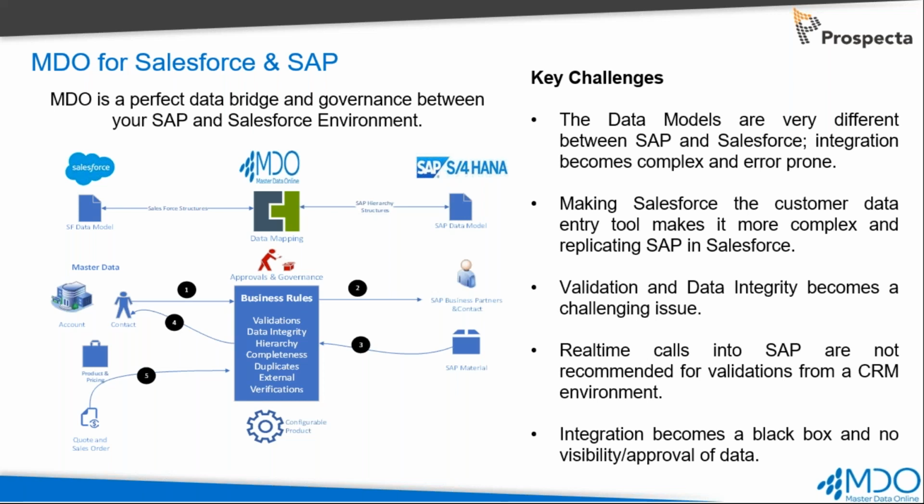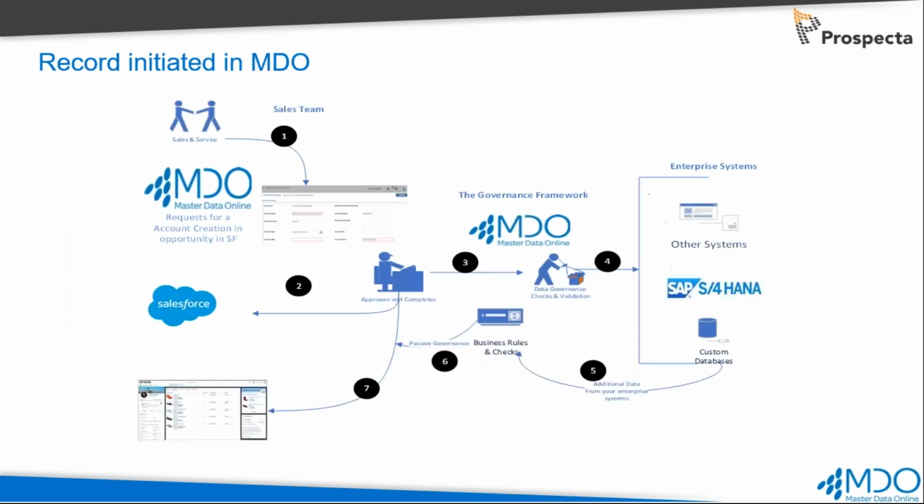And then there are sometimes limitations with real-time checks on SAP from a CRM environment perspective, and integration is the key thing that a lot of organizations running on Salesforce and SAP as an ERP struggle with when it comes to communicating between these two systems. So MDO bridges that challenge, and how it does that, we'll look at a couple of scenarios. It's not restricted to just these two scenarios, but in this session we will look at one of the scenarios where MDO initiates this request.